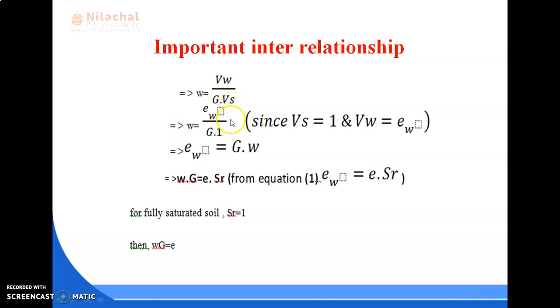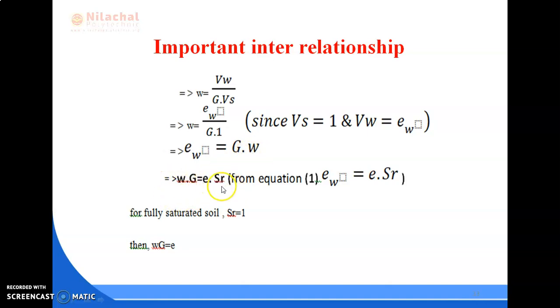So again W equal to, in place of Vw, we know from the three-phase diagram we assume the Vw value is EW divided by G, in place of Vs, we already assume Vs value is 1, so we write here 1, or implies EW, we cross multiply it, EW equal to G into W. From equation 1 we have already found that EW equal to E into SR. So we write here WG equal to E into SR.